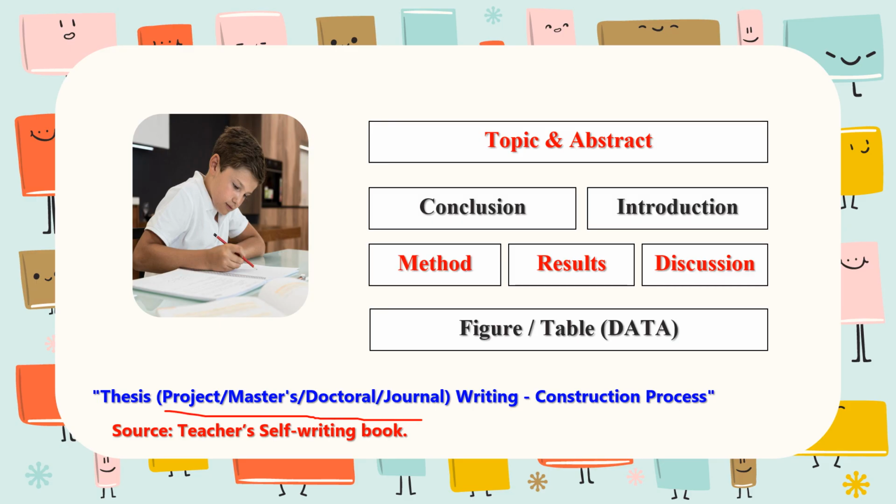I mean, generally, from your manuscript, the first one is called the topic and the abstract. The conclusion and the introduction are right here. And method, results, and discussion are right here. And figures and tables, the data, are right here, including your data. Because last semester you did the stats, right?